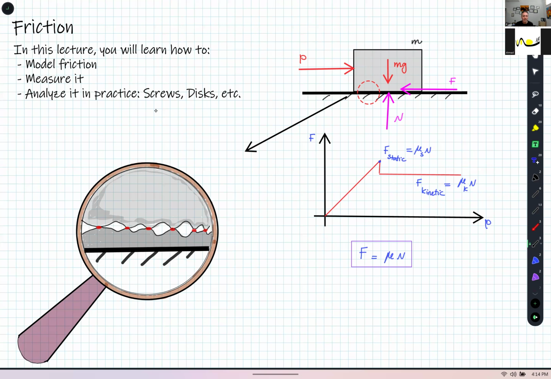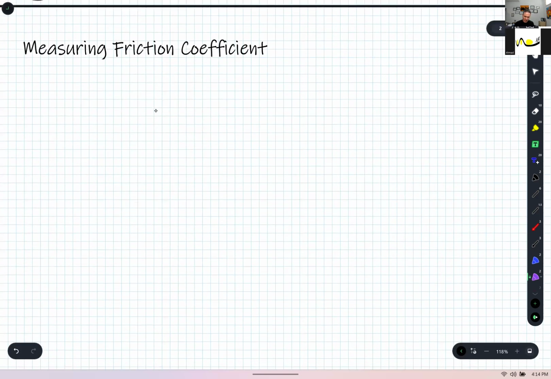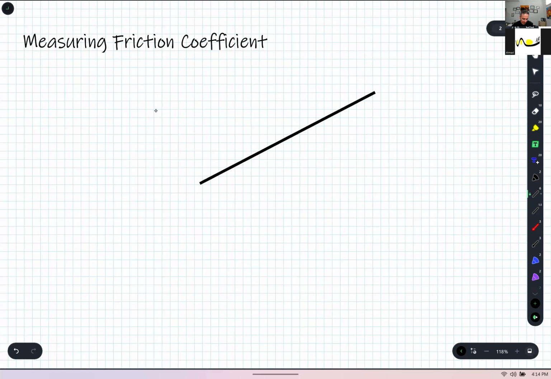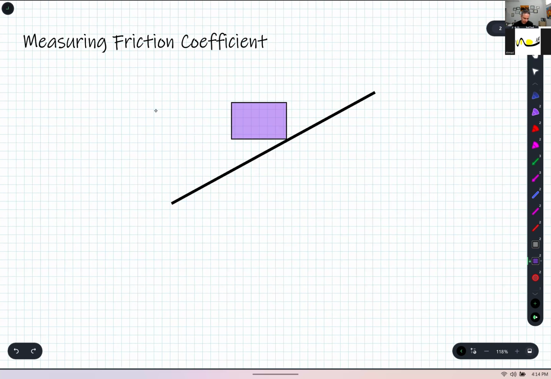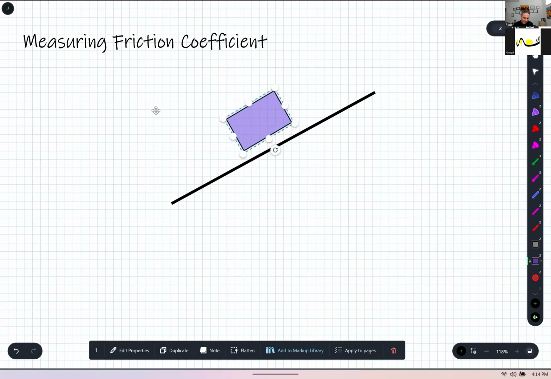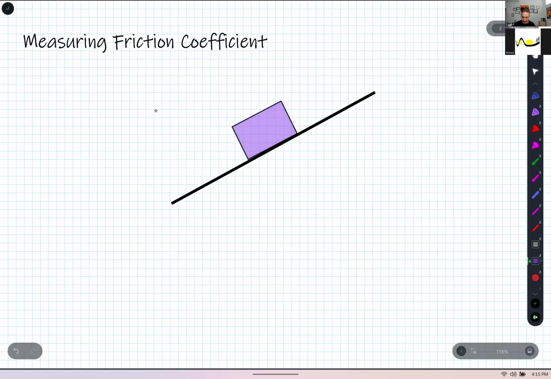Now that we learn F is equal to mu N, the question is, how can I actually measure this value of mu? For that, all we need is an incline. Suppose I have an incline and I put the mass on top of this incline. Now, what I will do, I'll increase the angle of this incline.